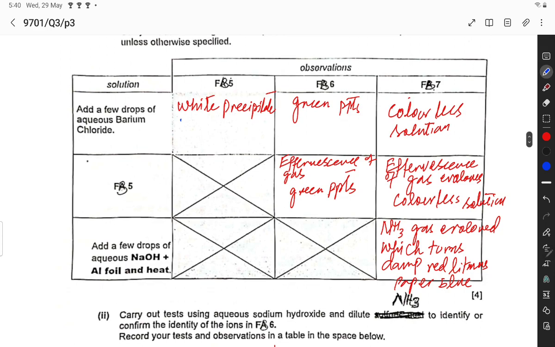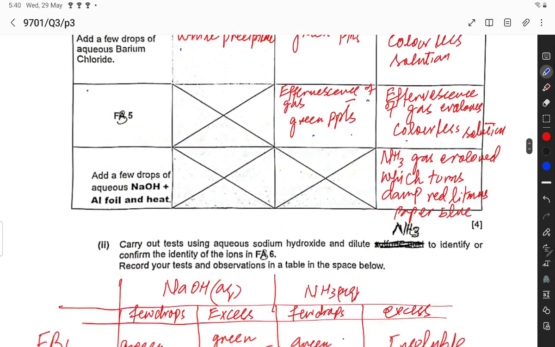Effervescence: when FB5 is added to FB6, there is effervescence of gas and green precipitates. When FB5 is added to FB7, effervescence of gas evolves and a colorless solution is formed.